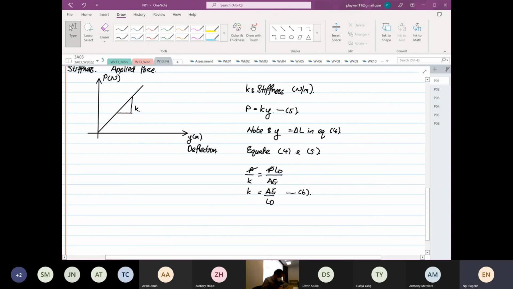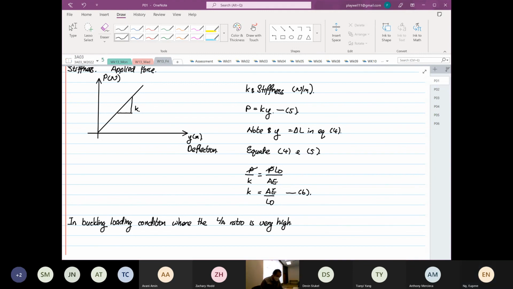Unfortunately, in buckling, right, in a buckling loading condition, where the L over A ratio is very high, okay, meaning the length is so much bigger than the cross-sectional area, equation 6 is not valid. Okay, it's not valid.